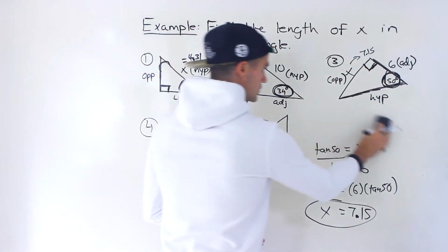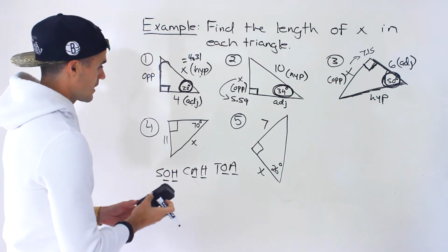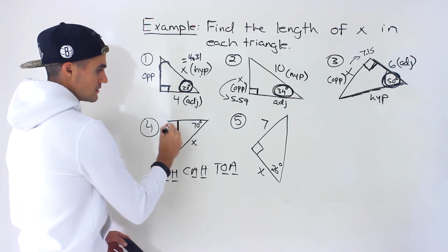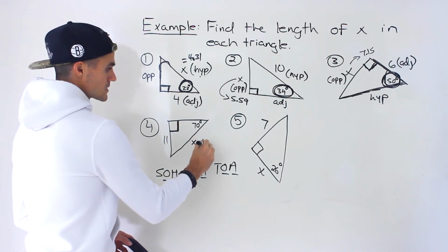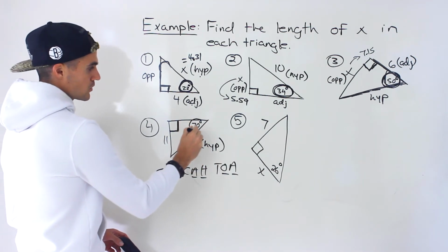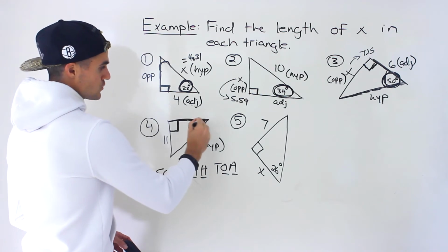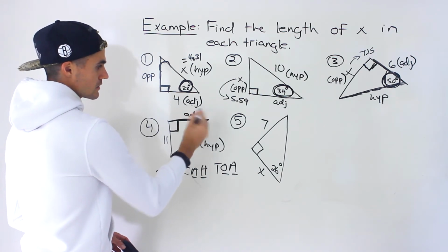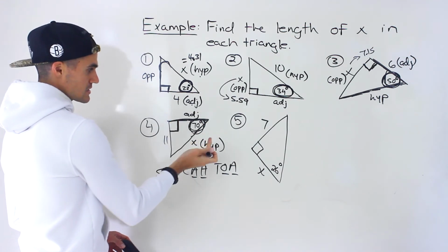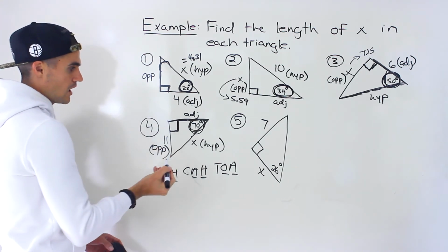Now moving on to triangle 4. Again, first thing, we've got the 90-degree angle. The side opposite to it is always going to be the hypotenuse. Now this is the angle that we're working with, the reference angle. So the other side that's attached to it is the adjacent side. We've got the hypotenuse attached to it, and we also have the adjacent side attached to it. So that leaves this 11 being the opposite side.